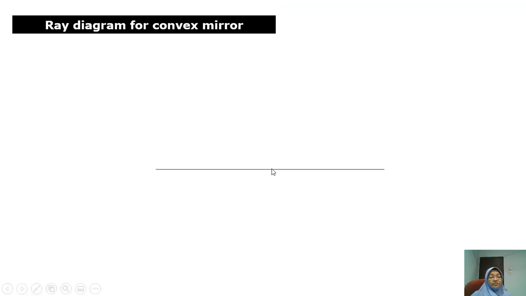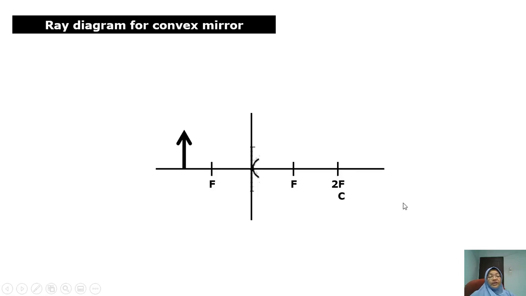Okay, now for the convex mirror, we draw what we call the principal axis. So this is F, and now I add 2F or C here. Okay, so this is the object. A straight line parallel diverges as it comes from F here. So now we draw a line here, and it will travel back in the same path.